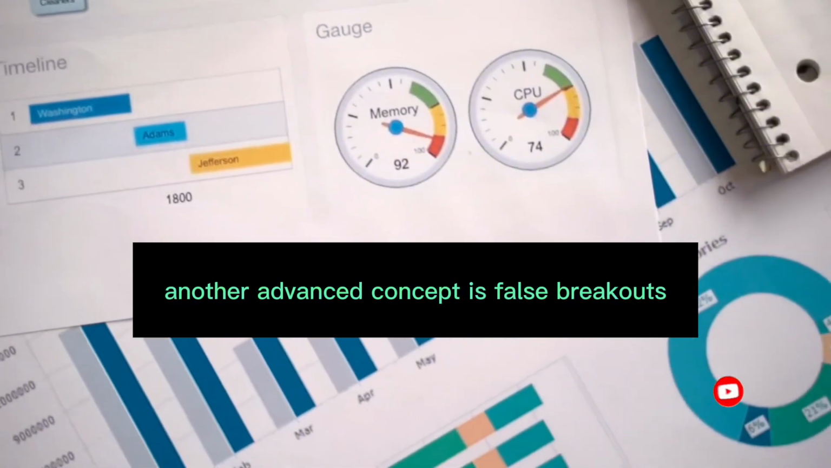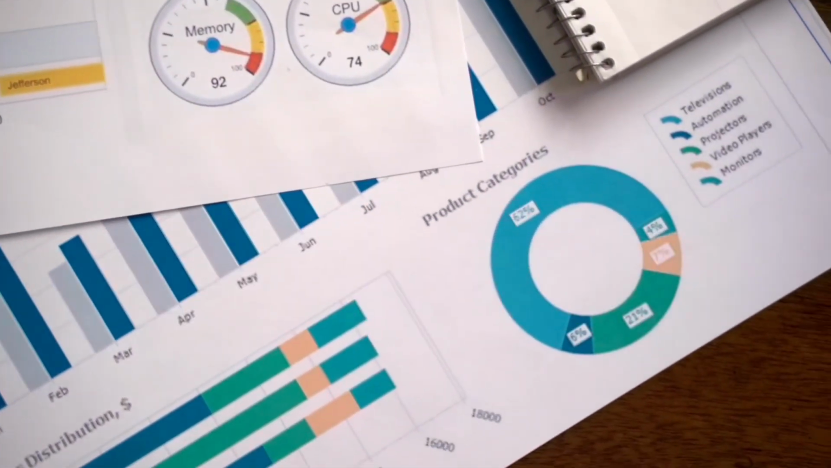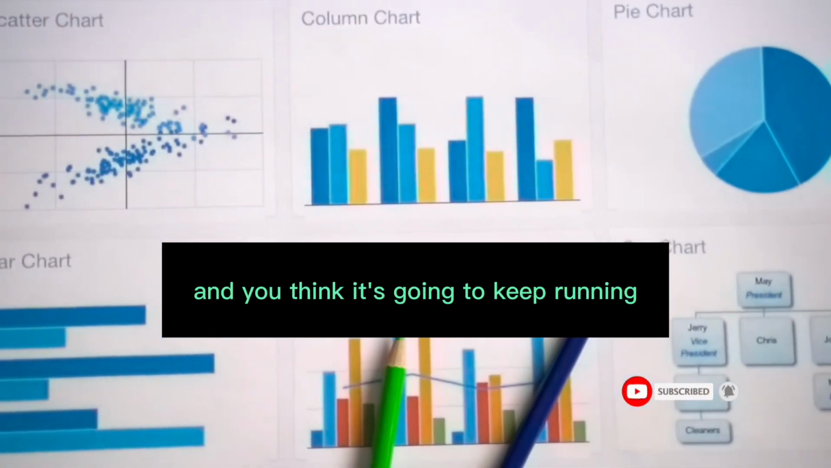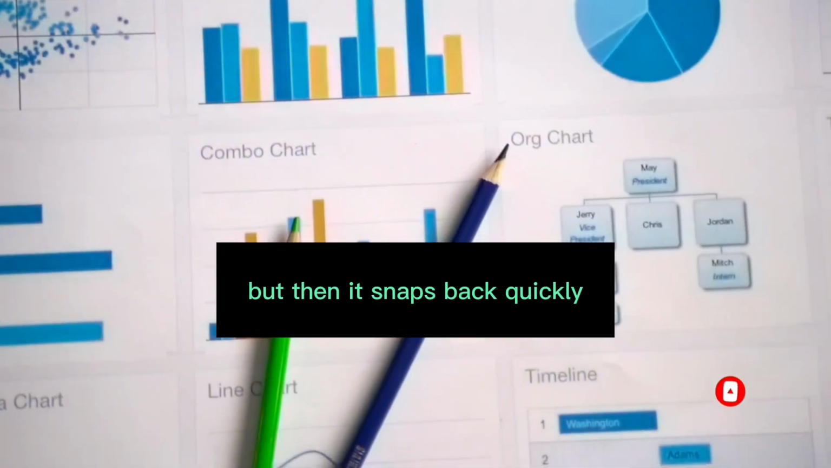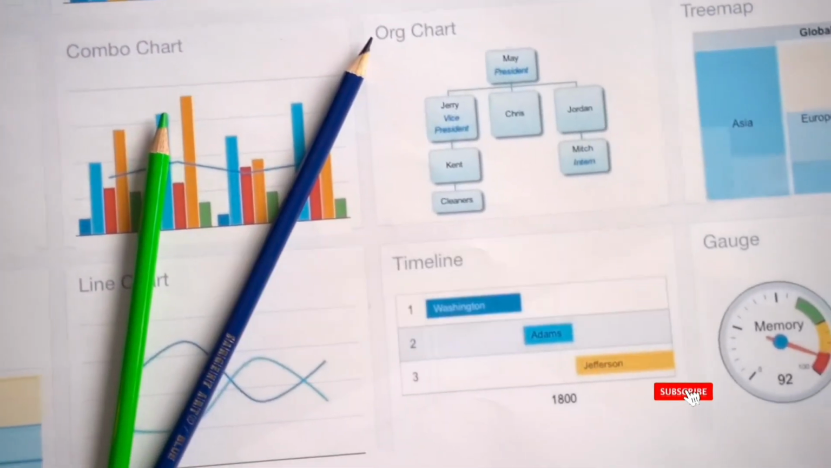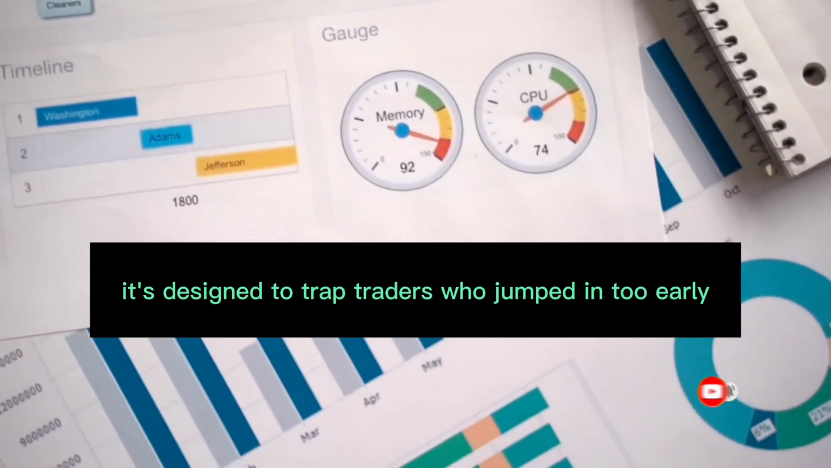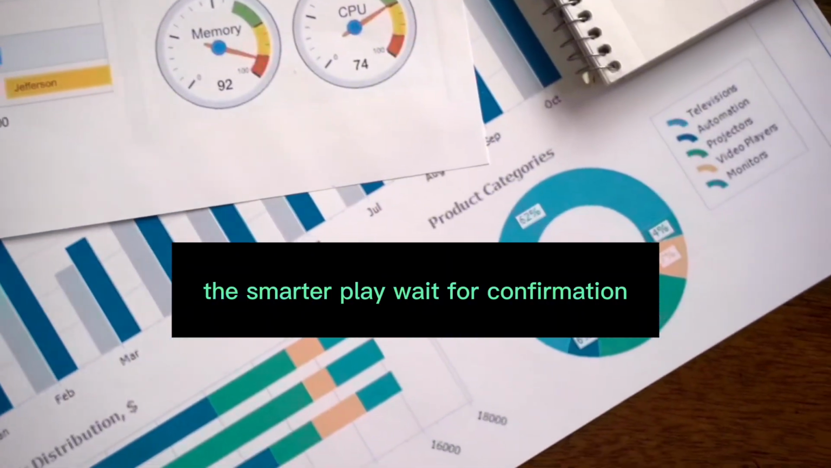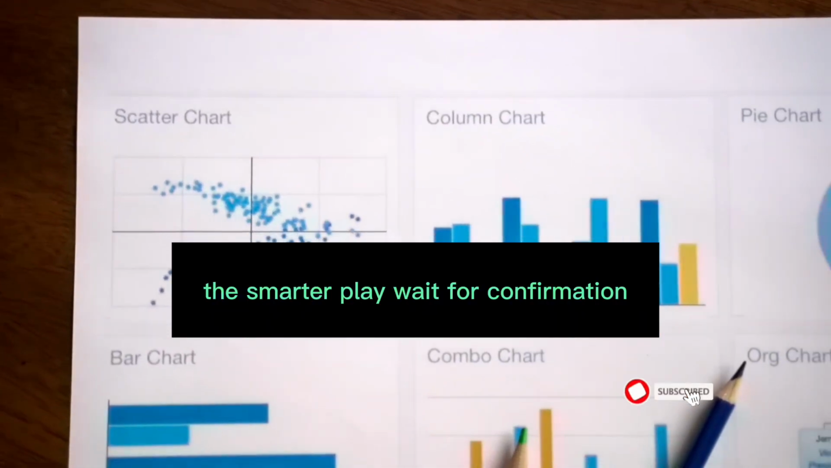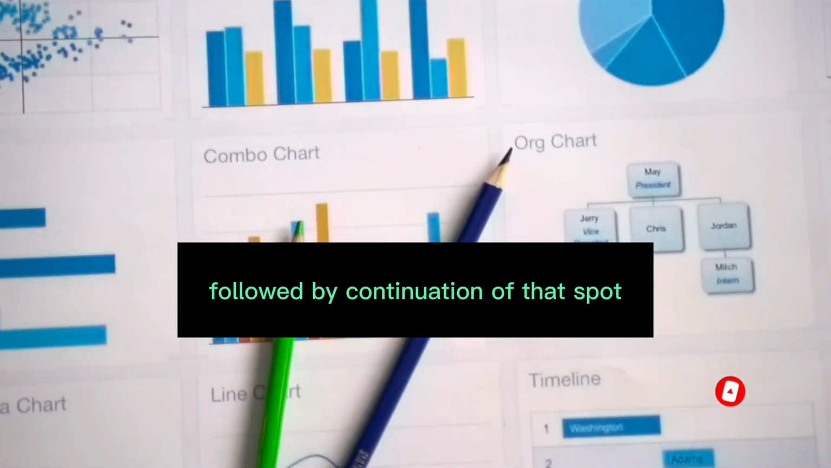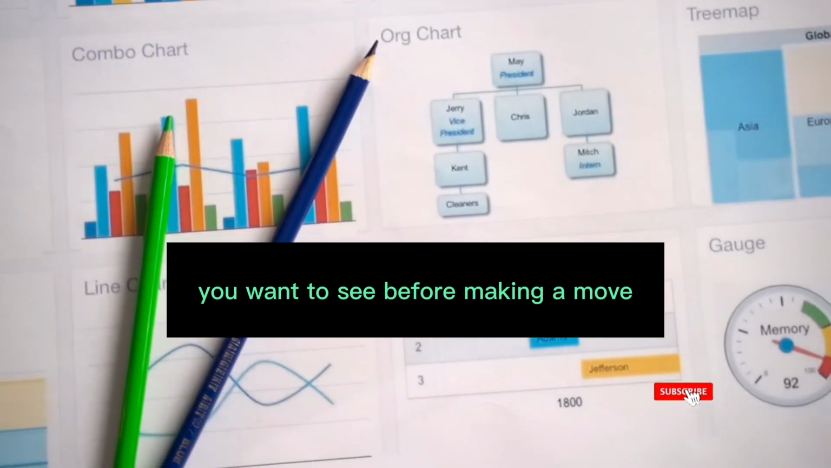Another advanced concept is false breakouts. Sometimes the price breaks through a key level, and you think it's going to keep running. But then it snaps back quickly. That's called a fakeout. It's designed to trap traders who jumped in too early. The smarter play? Wait for confirmation. A strong candle close beyond the level, followed by continuation, is what you want to see before making a move.